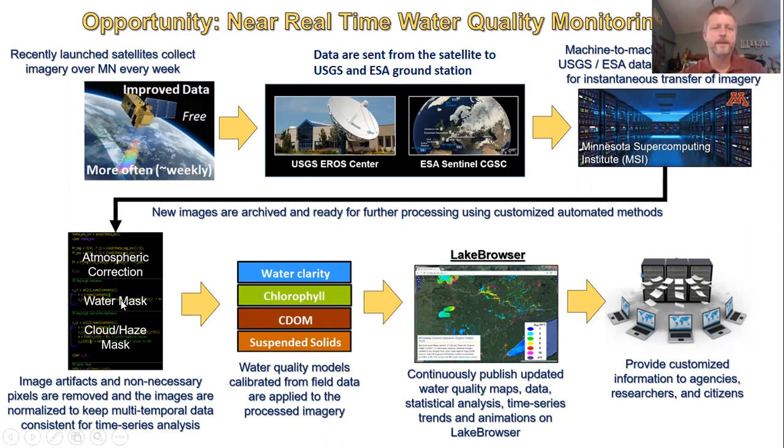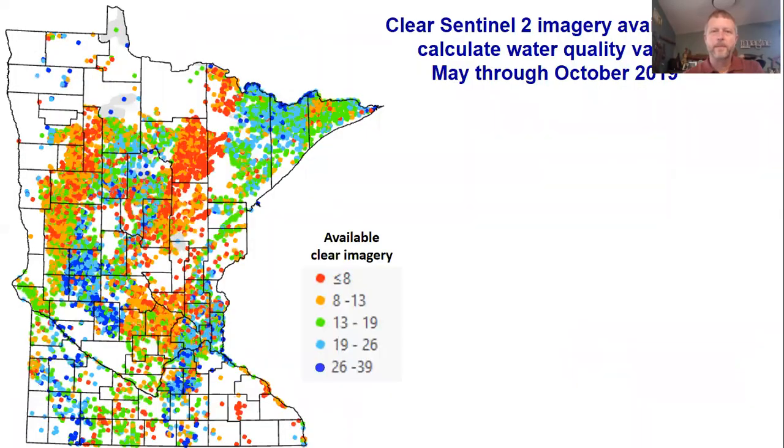We have mixed pixels around the terrestrial areas, the shoreline and such, and then the cloud and haze mask is very important. Once we're left with just open water clear pixels, we can apply our water quality models. Then we can output the data in either pixel raster or aggregate that data at the polygon level or lake level, and make it available for people.